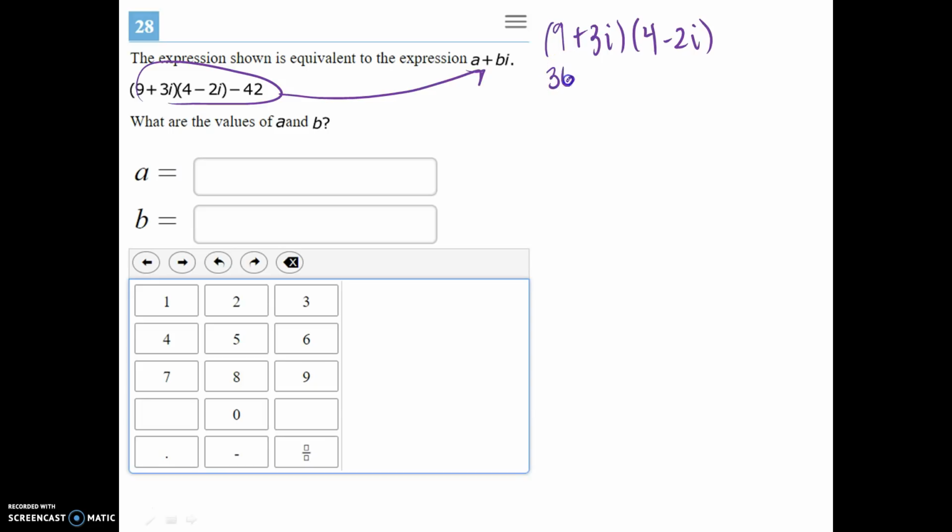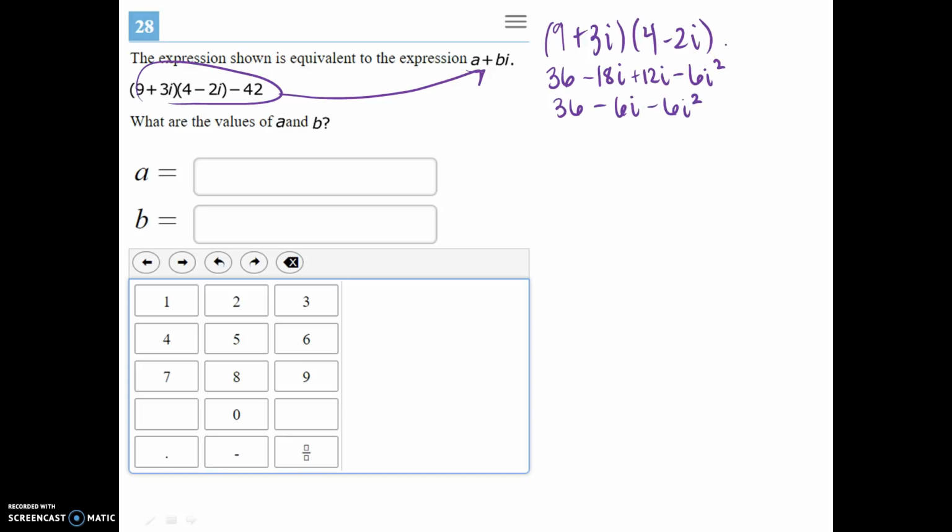That signals to me that I need to FOIL, so I'm going to multiply my first two terms together, 9 times 4. I'm going to multiply my outside terms together, 9 and negative 2i, and get a minus 18i. I'm going to multiply my inside terms together, 3i and 4, and get 12i. And then I'm going to multiply my last terms together, and I'm going to get minus 6i squared. I'm going to combine like terms here, 36 minus 6i minus 6i squared.